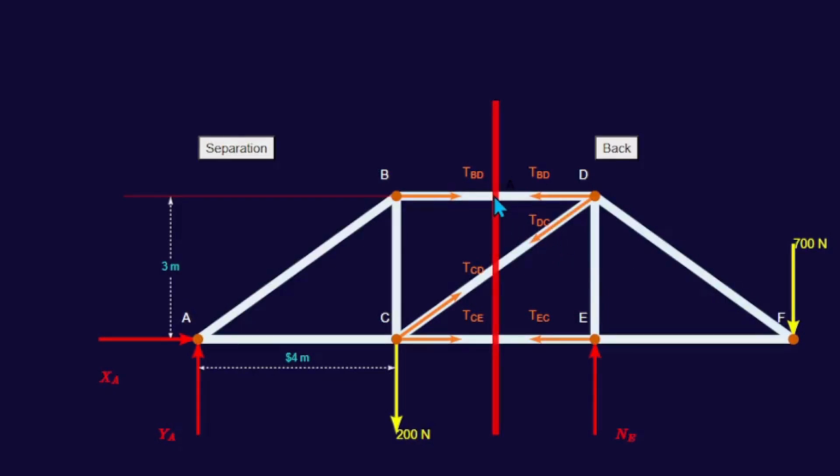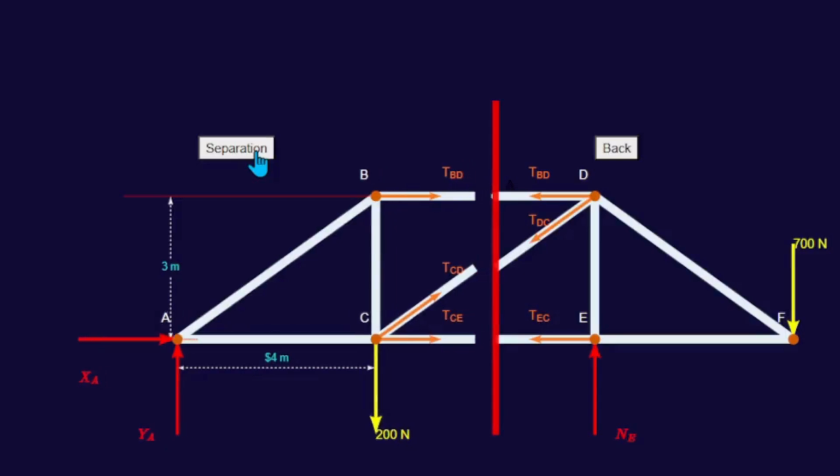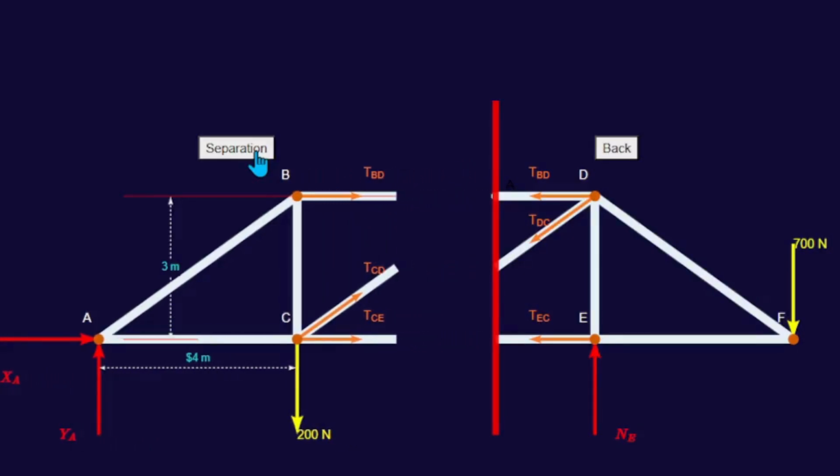In general, we choose the part with fewer forces. In this example, we use the left part to do our analysis. The moment about point C eliminates the forces in TCD and TCE, and we obtain TBD equals 333 Newton. The equilibrium in the y direction yields TCD equals minus 883 Newton. Finally, the equilibrium in the x direction gives TCE equals minus 933 Newton.